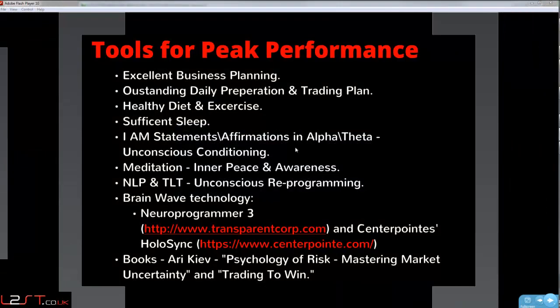Okay, so one of the things that I like to do is I use I am statements. And I am statements are nothing more than affirmations. But some people say affirmations don't work, but affirmations do work, but they work better if you are in alpha and theta state already, if your brain waves have dropped down in frequency.